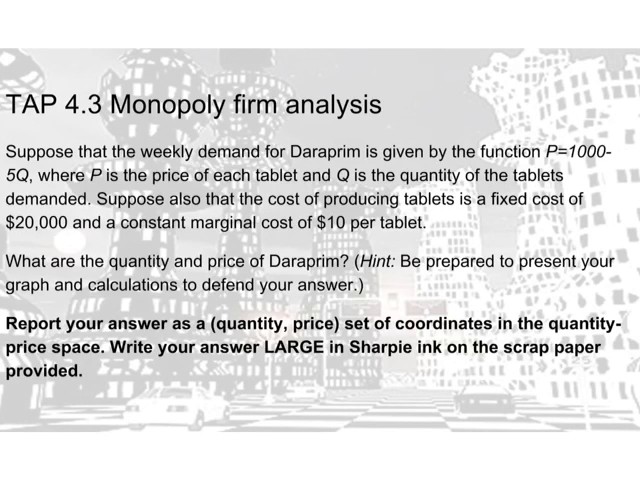Okay, we had this application exercise where I asked you to take algebraic information about the demand function for a monopolist, P equals 1,000 minus 5Q, and marginal cost information. Marginal cost is $10 a tablet. And from there, I asked you to calculate the quantity demanded and the price of a tablet of Daraprim. I wanted you to just identify the price quantity coordinates, but I'm going to show you how to do that both algebraically and graphically.